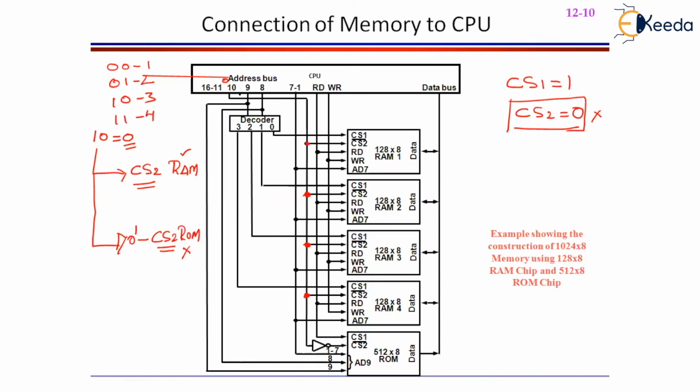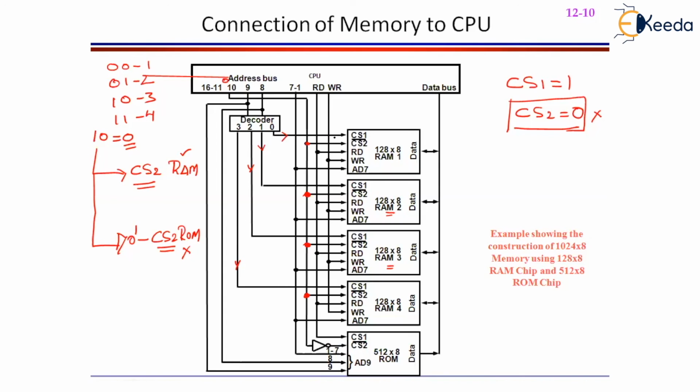So what I'll do is, these 9 and 8 digits, I will connect to a decoder. Obviously, the decoder outputs will get connected to CS1 of all the RAM chips. The first output of the decoder is connected to CS1 of RAM 1. The second output is connected to CS1 of RAM 2. The third output is connected to CS1 of RAM 3. The fourth output is connected to CS1 of RAM 4.